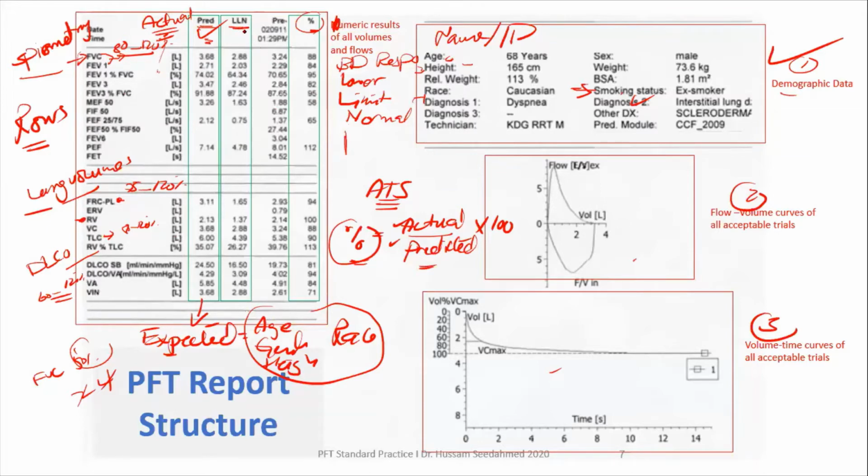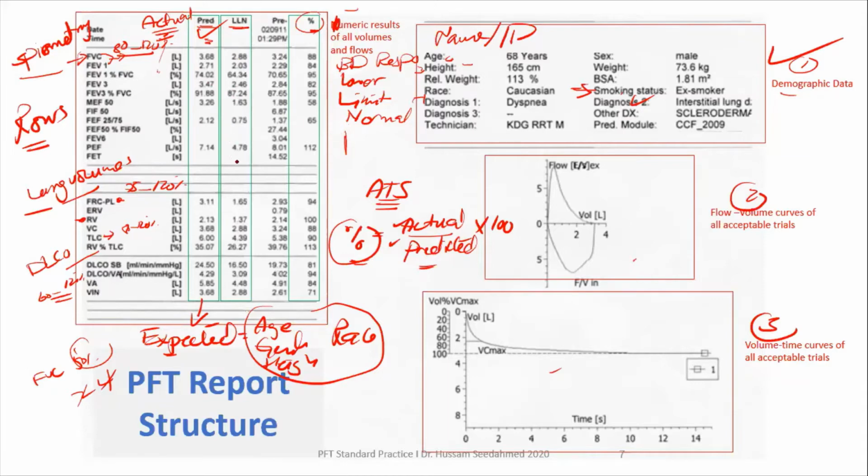We talked about the lower limit of normal. So anything below this lower limit of normal is considered low. And we talked about the percent predicted. And how do we measure the percent predicted? We said by the actual, the measured, divided by the predicted times 100. It will give me the percent predicted. Other columns that can be added are for the pre and post bronchodilator response.